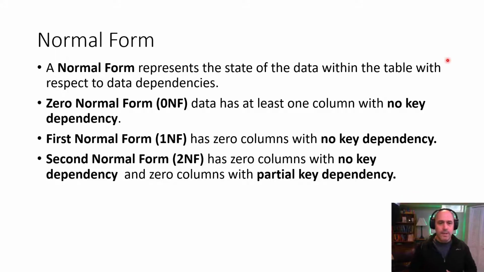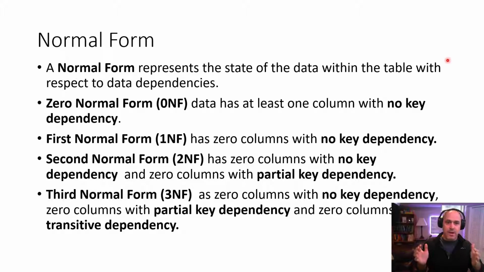Second normal form must satisfy first normal form. That is, there should be no key dependencies. There should be 0 columns with no key dependencies. And then also, there should be 0 columns with partial dependencies. So it's a stacking thing. Not only is it no key dependency, but also partial dependency. And then obviously third normal form is all 3. You have no key dependency, you have partial key dependency, and you have no transitive dependencies. You have no all the way across the board. It's like grandma talking to me when I was little. No.